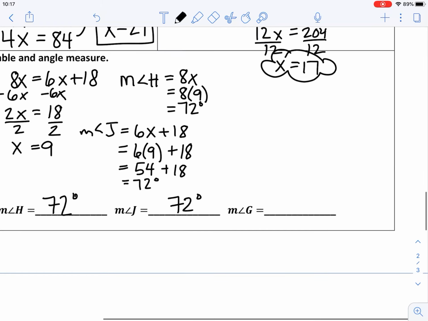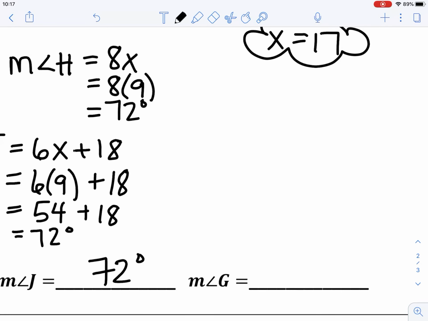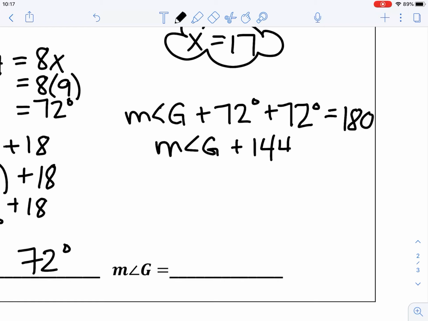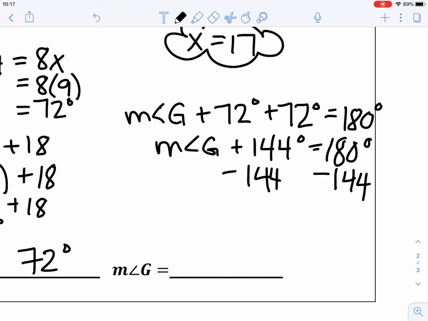Now, the measure of angle G can be found by recalling that the measure of all three angles, angle G plus angle H plus angle J, are equal to 180 degrees. So the measure of angle G plus 144 degrees is equal to 180 degrees. In subtracting 144 from both sides, we can conclude that the measure of angle G is equal to 36 degrees.